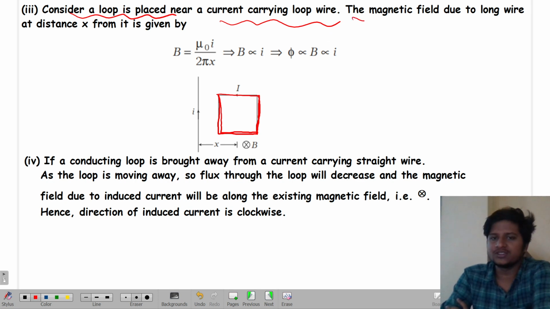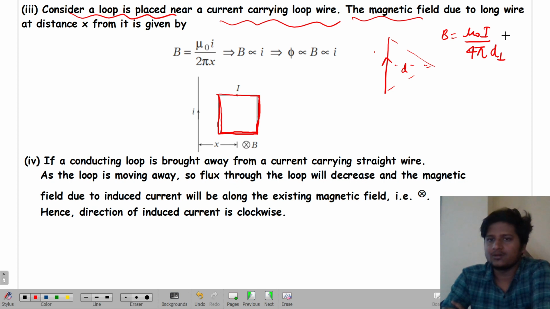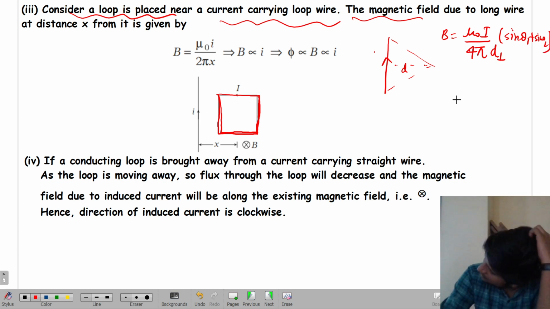Now look over here. As you know, for any kind of current carrying wire, what was the formula? B is equal to mu naught I by 4 pi into the perpendicular distance d or r. Learn it like this way: r perpendicular, not just the distance. Into sine theta 1 plus sine theta 2. Got it? Yes or no?